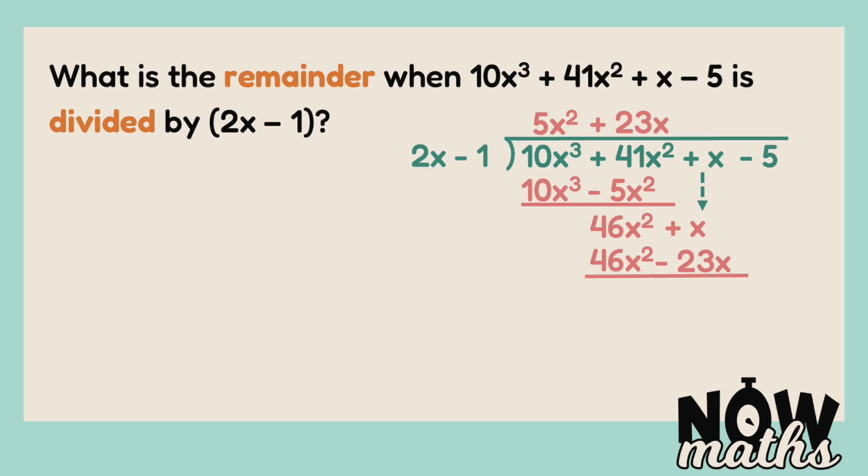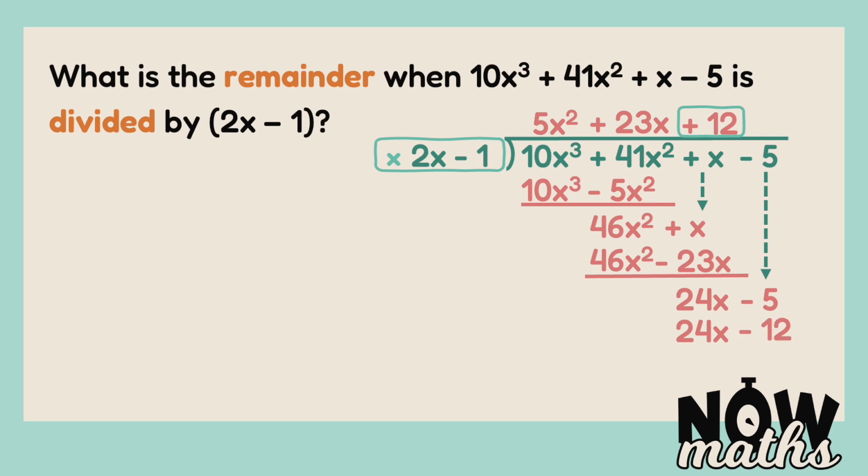Now we subtract, and again we can see that the 46x squared term will cancel, and then x subtract negative 23x gives us positive 24x. We then bring down the final term, which is negative 5. For our final division, we divide 24x by 2x, which is 12. This goes above the bus stop. And then we multiply 12 by 2x subtract 1. 12 multiplied by 2x is 24x. And 12 multiplied by negative 1 is negative 12.